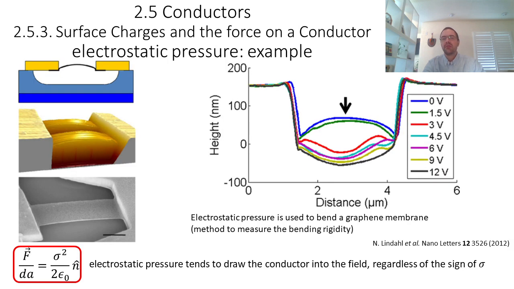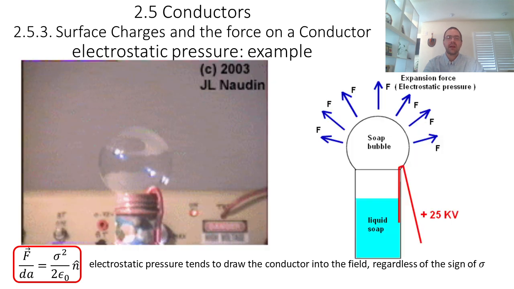Now before we conclude, I will mention two examples of the effect of electrostatic pressure. The first one is that since you can use an electric field to apply a force on a conductor, you can deform the surface and eventually you can even break it. Right? This method, for example, is used to measure the bending rigidity of a graphene membrane. And another example, which is funny, is this bubble launcher. Here, the membrane of the soap bubble is a good enough conductor, so applying an electric field can apply a force on the bubble, and that's a pretty cool bubble launcher.